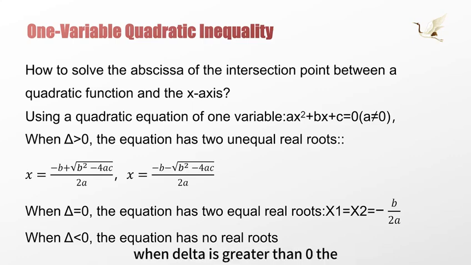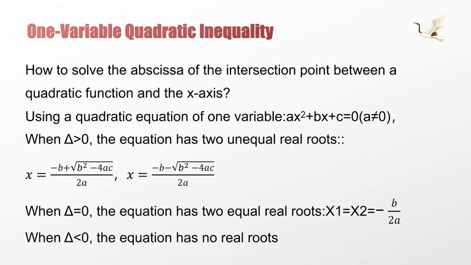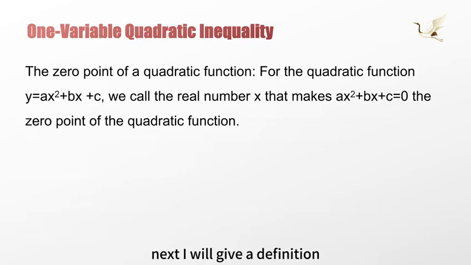When delta is greater than 0, the two unequal real roots of the equation are the horizontal coordinates of the two intersection points. When delta equals 0, the equation has two equal real roots, which are negative b over 2a, and this is the abscissa of the intersection point. When delta is less than 0, the equation has no real roots and the graph has no intersection with the x-axis.